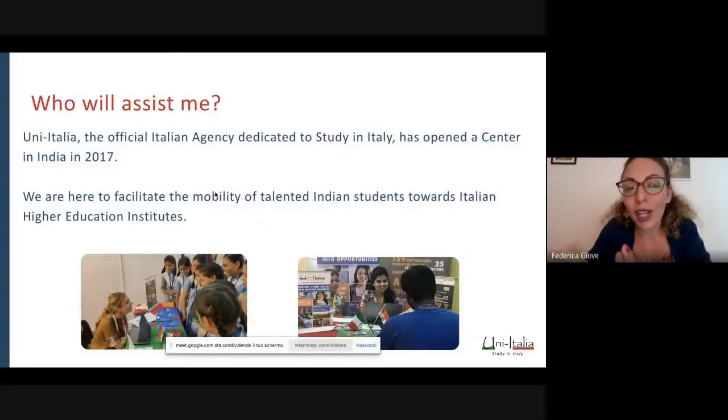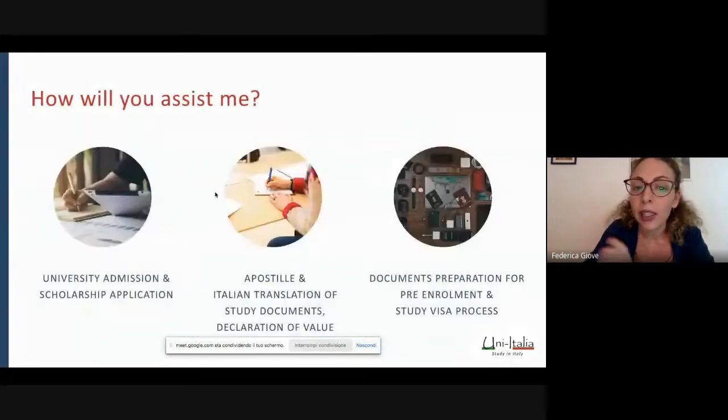Now, I know I've given you a lot of information, but what you have to keep in mind is that Uni-Italia, as I told you at the beginning of this presentation, has launched these activities in India in 2017. So if you need assistance during your admission to an Italian university or in collecting all the documents required for your study visa application, you may count on the fact that we are here in India. So these are all the assistance, all the services that we offer to students: university admission, documents preparation for study visa.